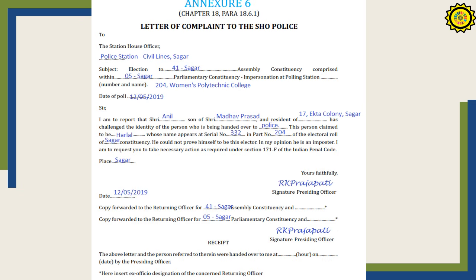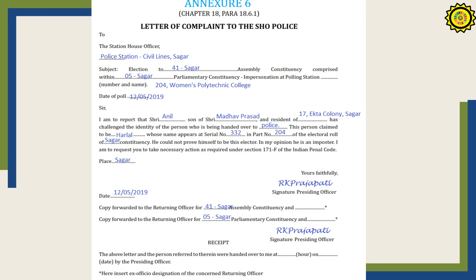The format shown on the screen is the letter regarding complaint to the SHO of police station. Here we have taken the police station as Civil Lines. Lok Sabha constituency is 05 Sagar. Polling station is 204 Women's Polytechnic College. Date of poll is 12th May 2019. Here the name of the challenger is Anil and the name of the person whose identity has been challenged is Bunty Kushwaha. Before accepting the challenge, the Presiding Officer will ask the challenger to deposit ₹2.